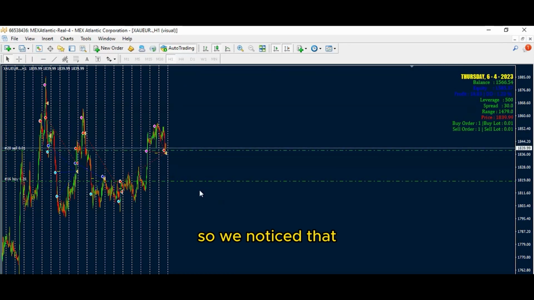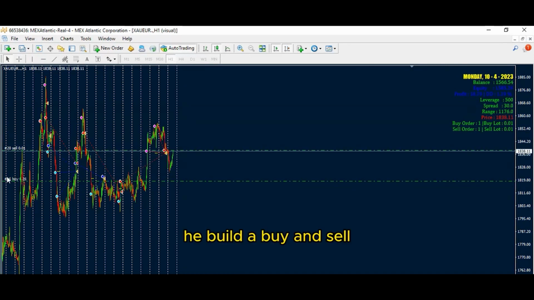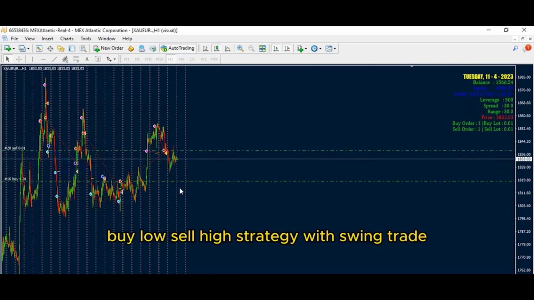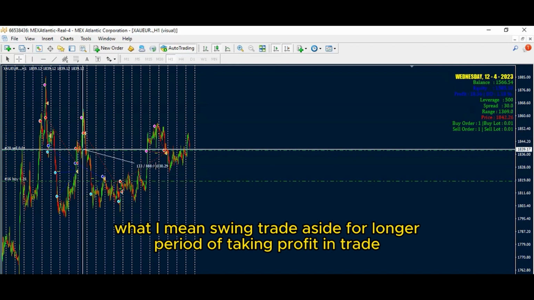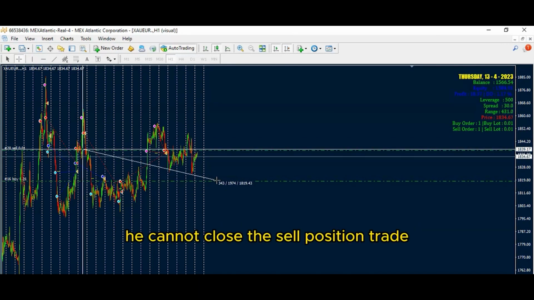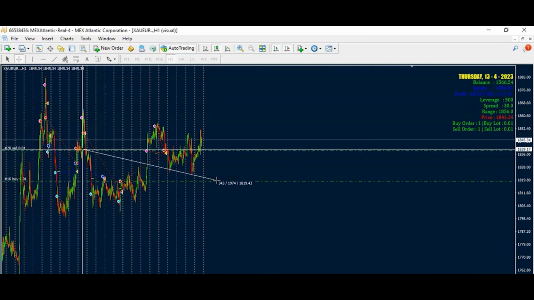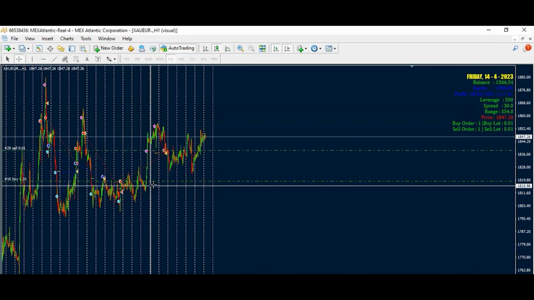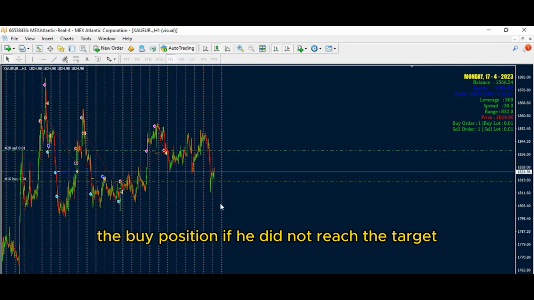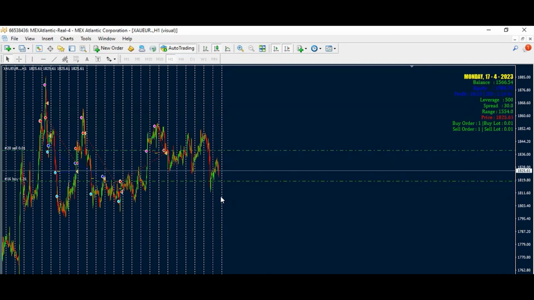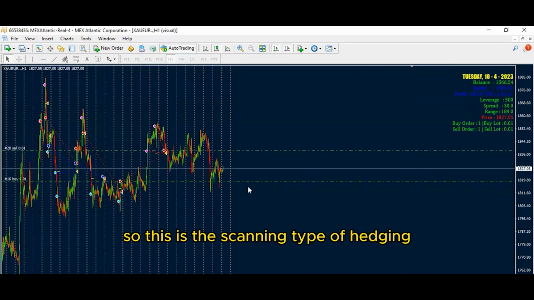So we noticed that it builds a buy low, sell high strategy with swing trade. What I mean by swing trade is a longer period of taking profit in a trade. It cannot close the sell position, and it cannot close the buy position, if it did not reach the target. So this is the scanning type of hedging.